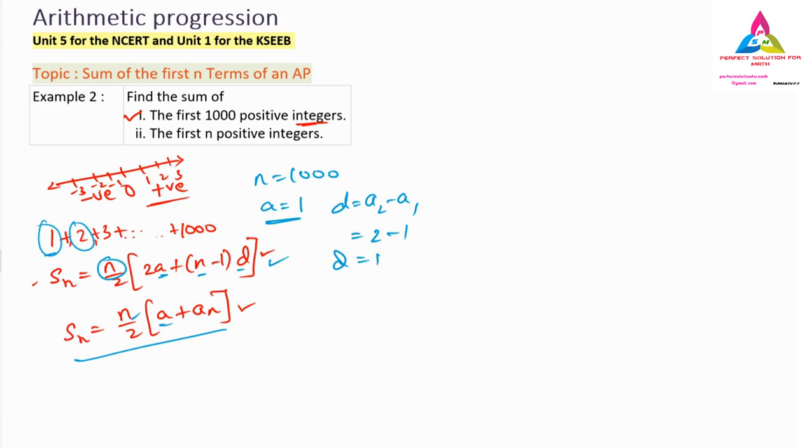A value is the first term, a value is nothing but a, already we know that. What is the an value? What is the last term? Whether they have given the last term? Yes, they have given the last term. The last term is 1000 term, that is 1000 only. So here we know the last term also.